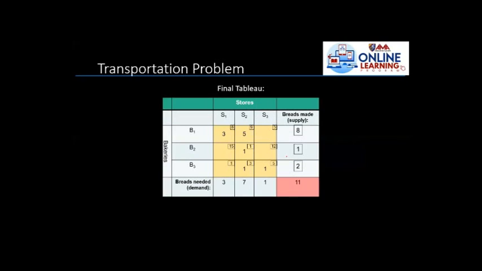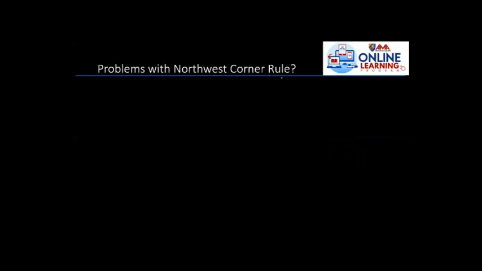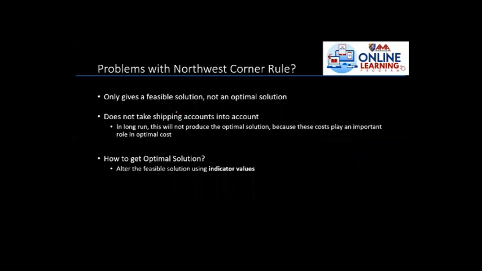So, this is the final tableau. So, if we add this, sa store 2, di ba, ang kailangan niya is 7. If we add this, 5 plus 1 plus 1 is 7. Ito 3, ito 1. So, ang problema nito sa northeast corner, northeast ba yun? Northwest. Northwest corner rule, hindi kinonsider yung shipping cost.